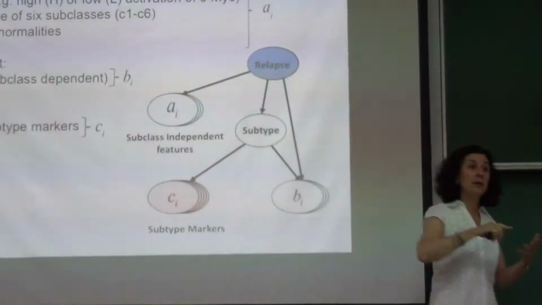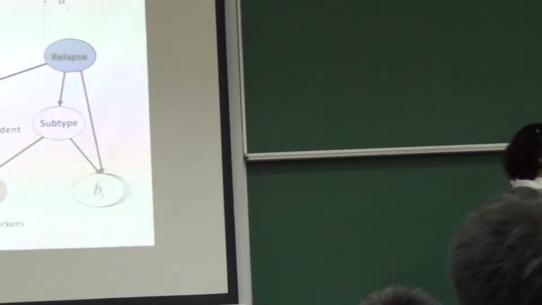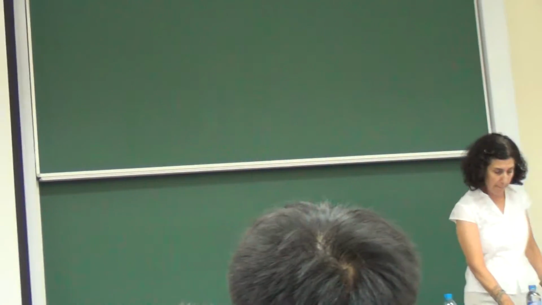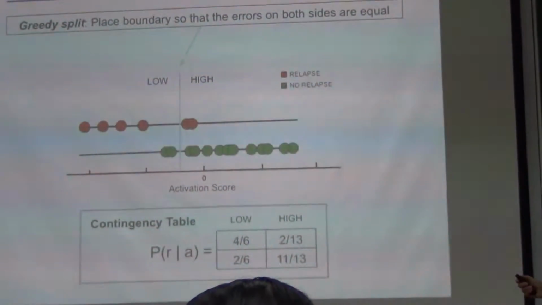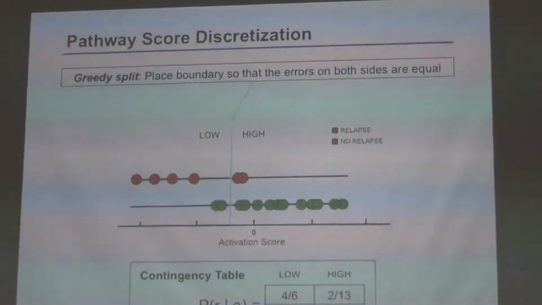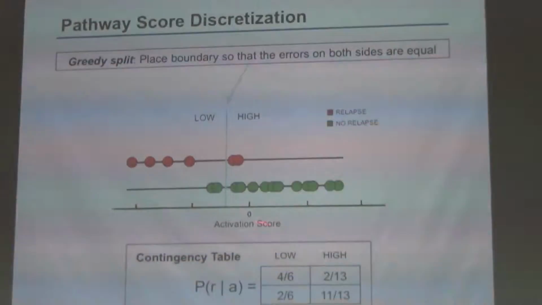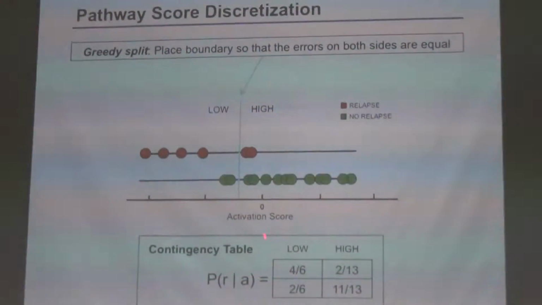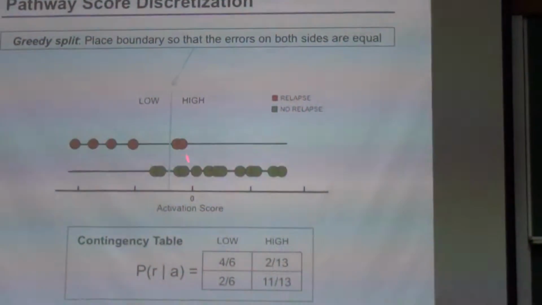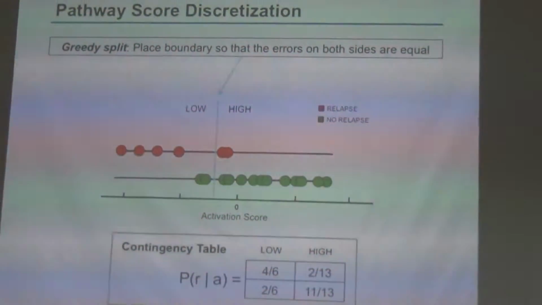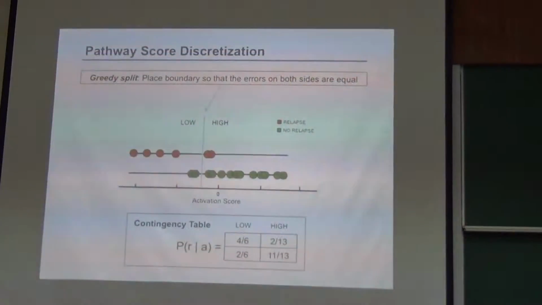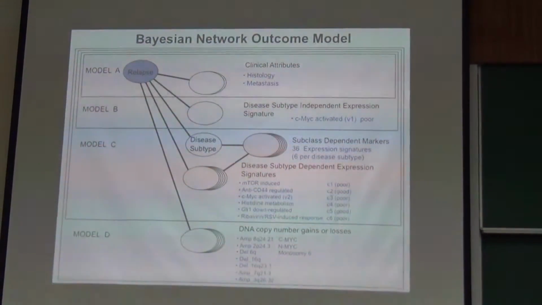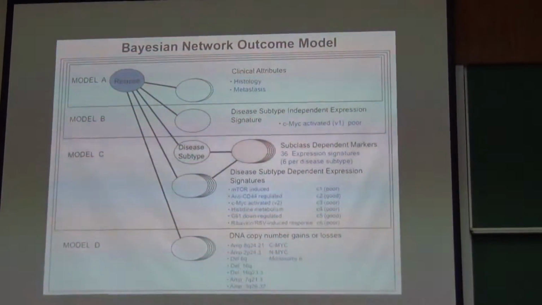And I'm going to use clinical features, expression features, copy number features, and so on. And I'm going to discretize that activation signature. And to do that, I'm just going to use a greedy split based on the contingency tables. And I split here so that the errors on both sides are equal. That's a little detail which is not all that important. Okay, so this is what the outcome model looks like.